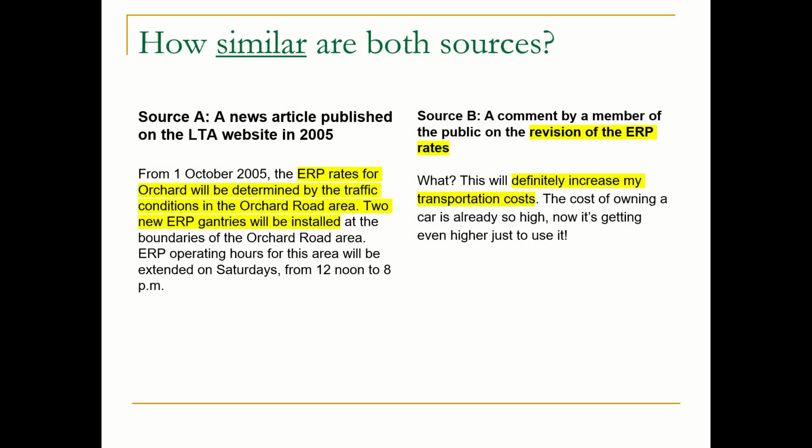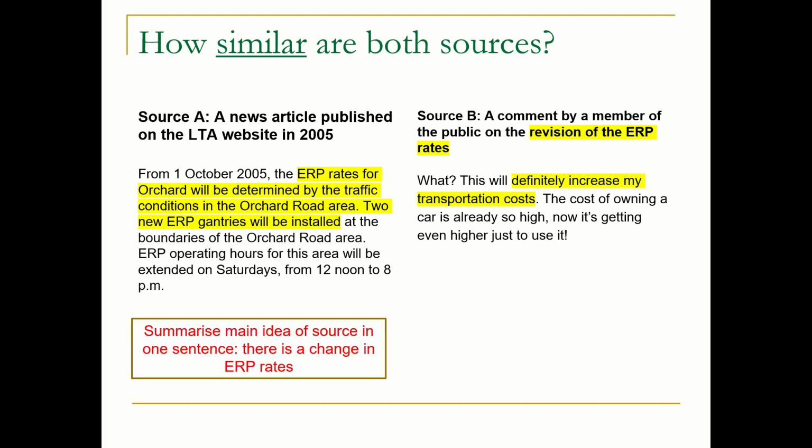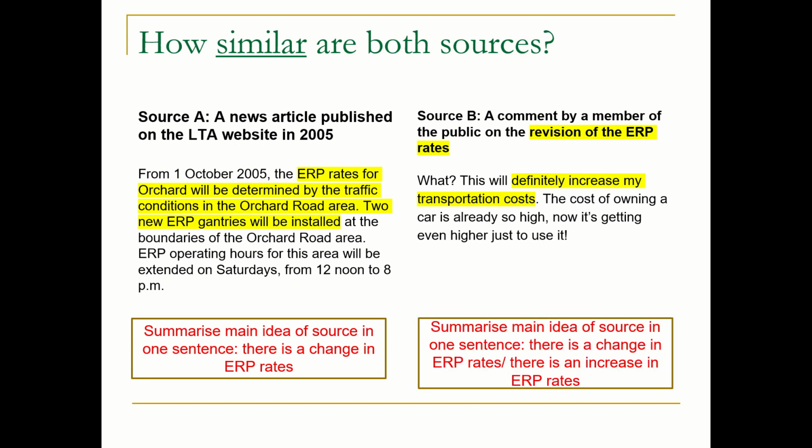So realize I have highlighted some key ideas that seem similar. So make sure when you're doing comparison, your sources shouldn't be clean. It should be full of annotations. We should highlight in different colors. One color for similarity, one color for differences. What I find to be helpful for students is if you write down the main ideas that each source is talking about at the side. So summarize in one sentence what the source is talking about. Essentially, source A is talking about how there is a change in ERP rates. If I want to summarize what source B is talking about in one sentence, I will say that it's also talking about there's a change in ERP rates, there's an increase in ERP rates.